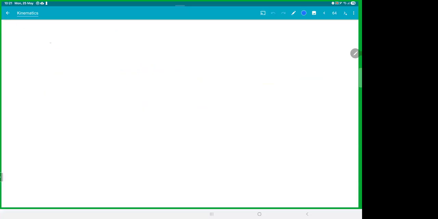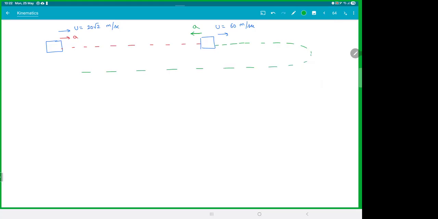Okay, let's see. So the vehicle is here going with u is equal to 20 root 2 meters per second. You have some acceleration, so you will go forward. At this point, your speed became 60 meters per second. And then you decided to suddenly keep the acceleration backward. Now what happens? You won't stop. You will continue to go forward. Then you will take a turn and then you'll come back here. So the question is find the speed v.